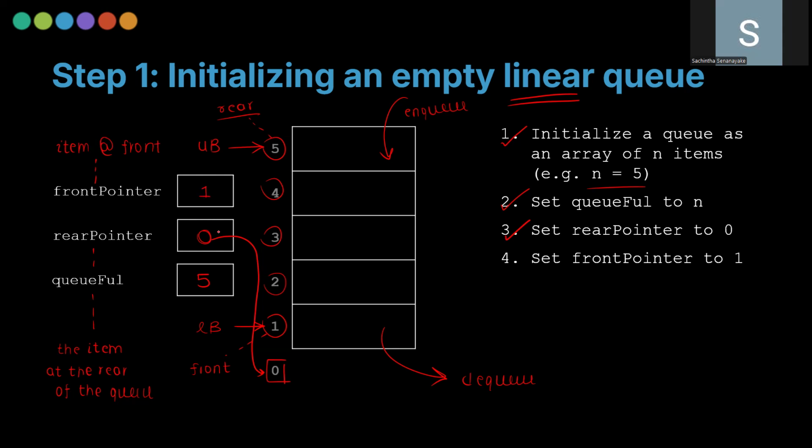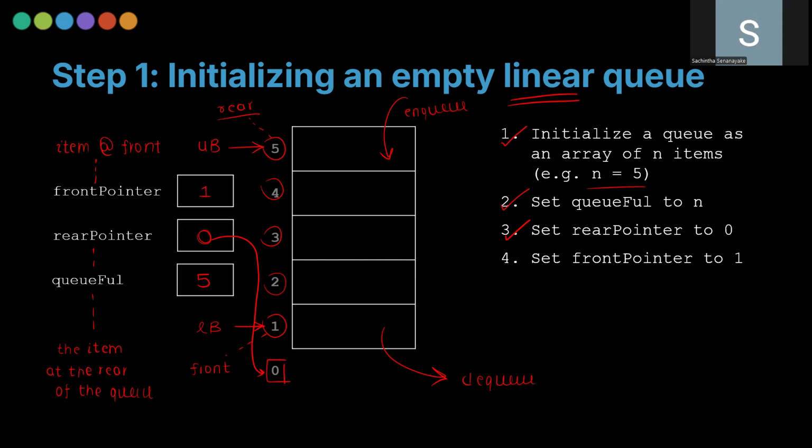Of course, we don't set rear pointer and front pointer both to the same value because we always expect the front to be 1 more than the rear. If this changes, then of course we'll be encountering a different situation or a different problem, but that will be solved when we look at circular queues. But keep in mind, we set front pointer to 1 as our initial value.